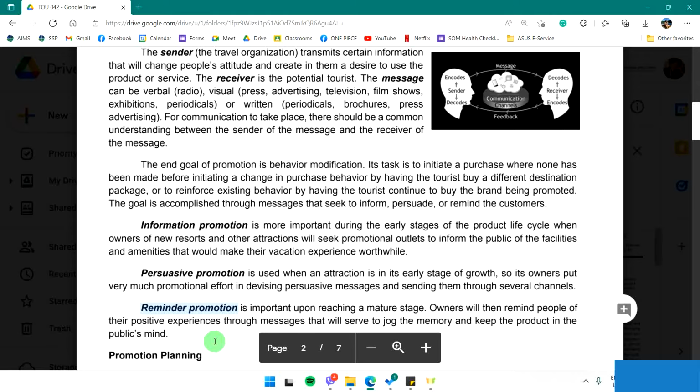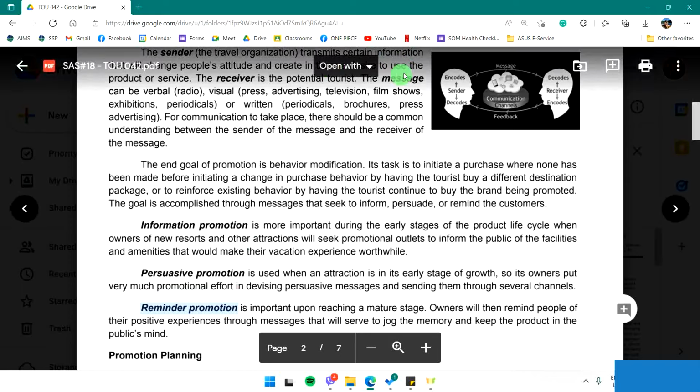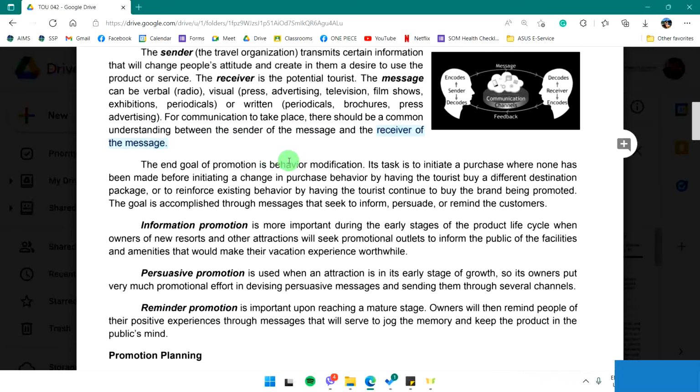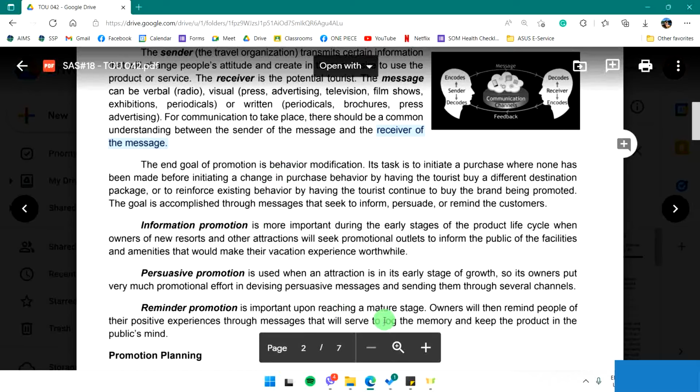And ang purpose nun is to connect with the people based from their actual experiences. That is also the purpose of reminder promotion. It is also to connect to the memories, connect to the experience of the people, to rekindle, no, para maalala nila kung ano nga ba yung what it feels like, 'di ba? Ganun yung ibig sabihin ng reminder promotion. We are trying to connect with our consumers, with the receiver of the message, by stimulating their experiences, their memories doon sa naging experience nila sa ating tourist destination. So that is the reminder promotion, and it's usually done sa maturity stage ng ating product life cycle.